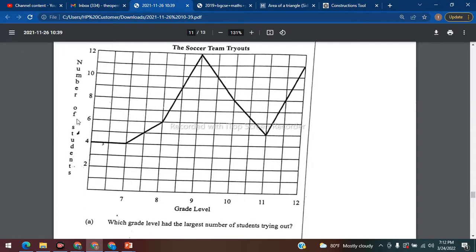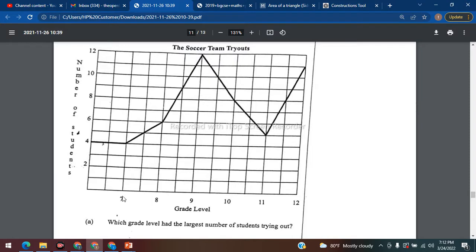And we have the number of students: 4 students, 6 students, 8 students, 12 students, 9 students, and 11 students.